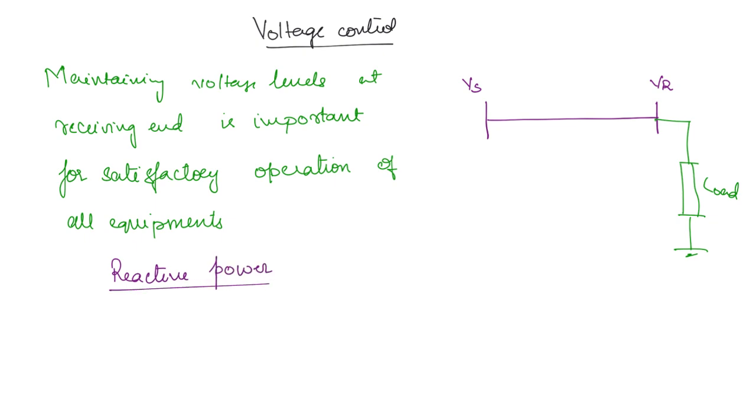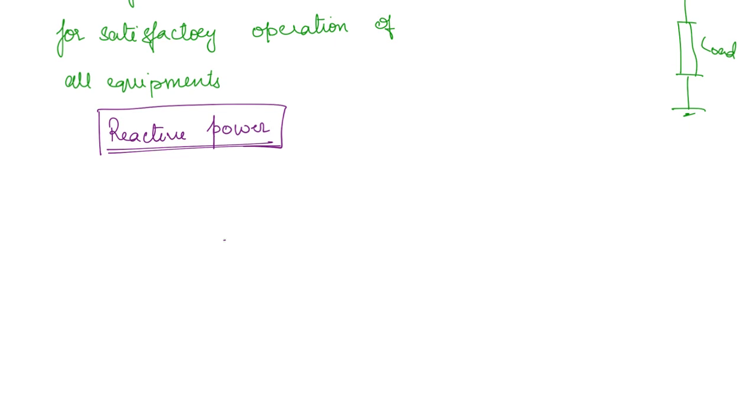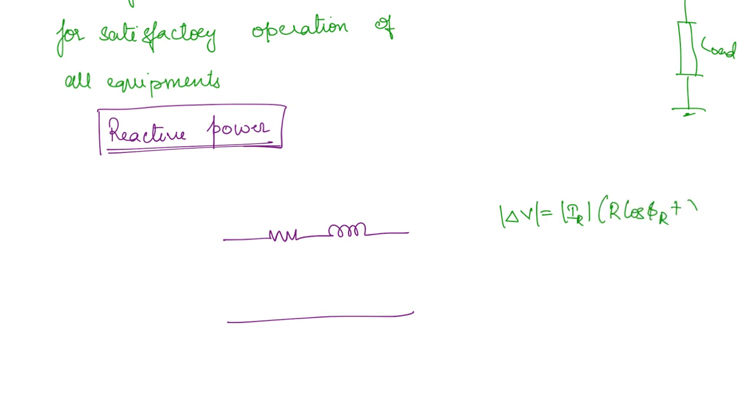Now how will the drop depend on the reactive power? For this we will take the example of the short line model. For a short line, there is going to be only resistance and inductance, there will be no capacitance. For this kind of short line, we have already discussed while discussing voltage regulation that the drop delta V, considering only magnitudes, is IR into (R cos phi R plus X sin phi R). Here R is the resistance of the transmission line and X is the reactance of the transmission line.